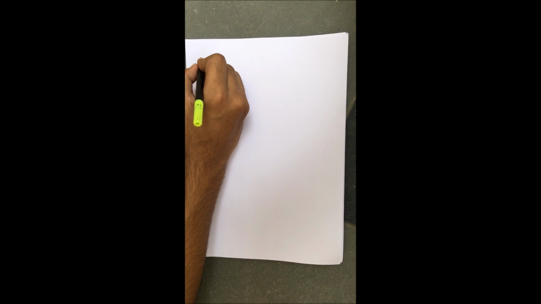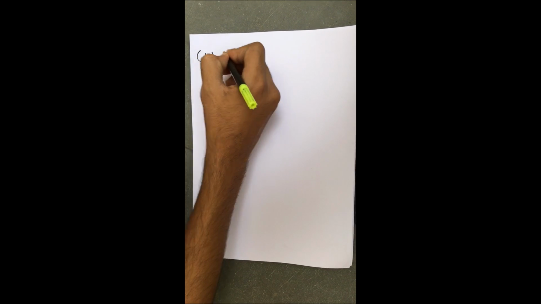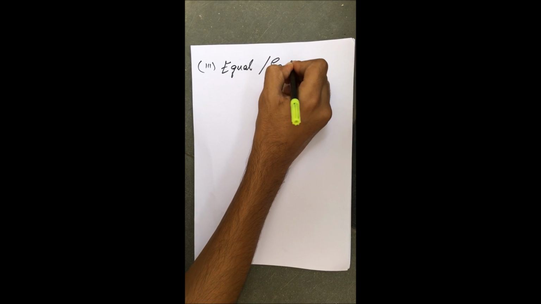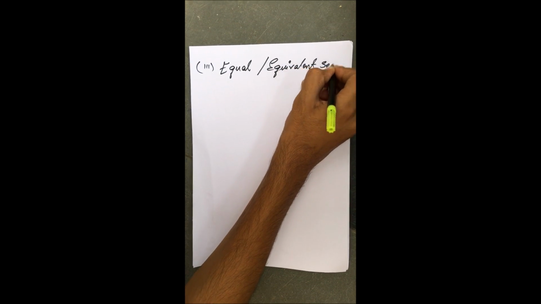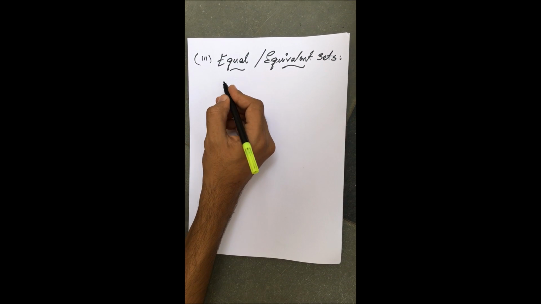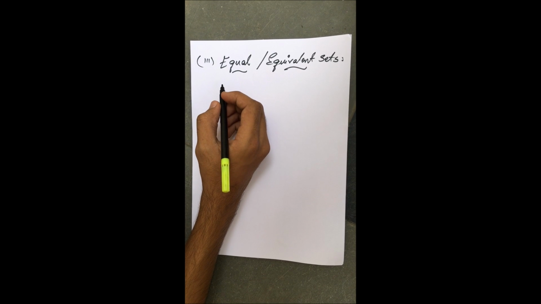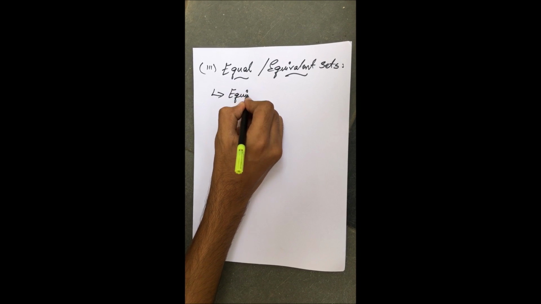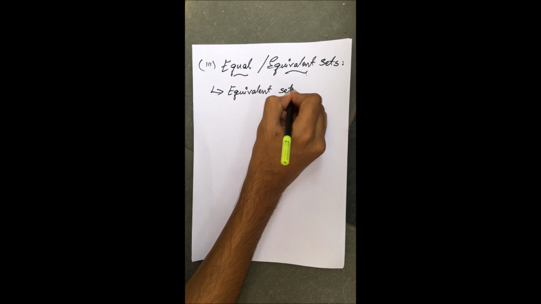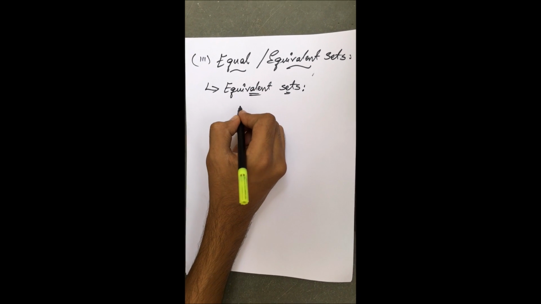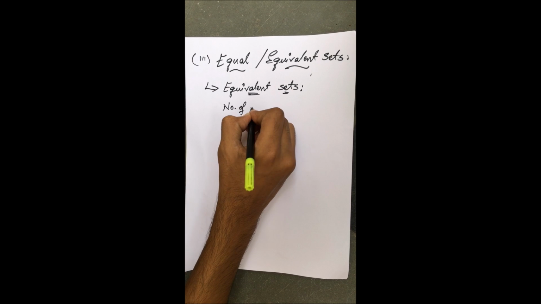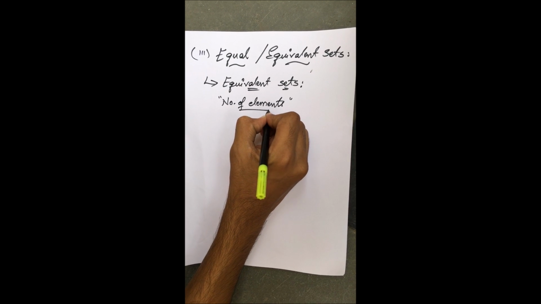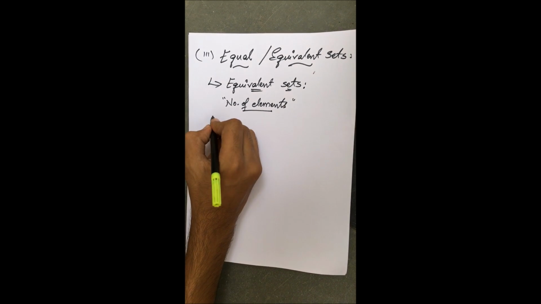Moving on to the next set, we have the sets that are equal or equivalent sets. It may look like equal and equivalent are the same, but there is a slight difference between these two sets. First we'll go to the equivalent sets. Equivalent sets are the sets in which the number of elements matters. It depends only on the number of elements. It does not depend upon the content of the elements. So I'll give you an example.